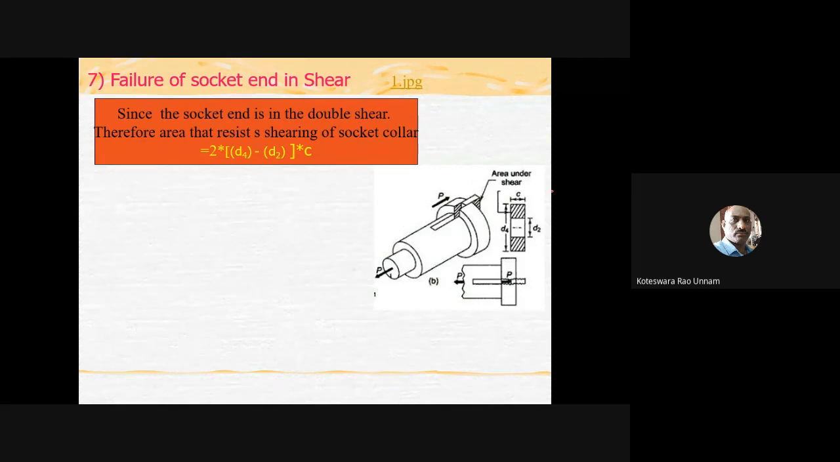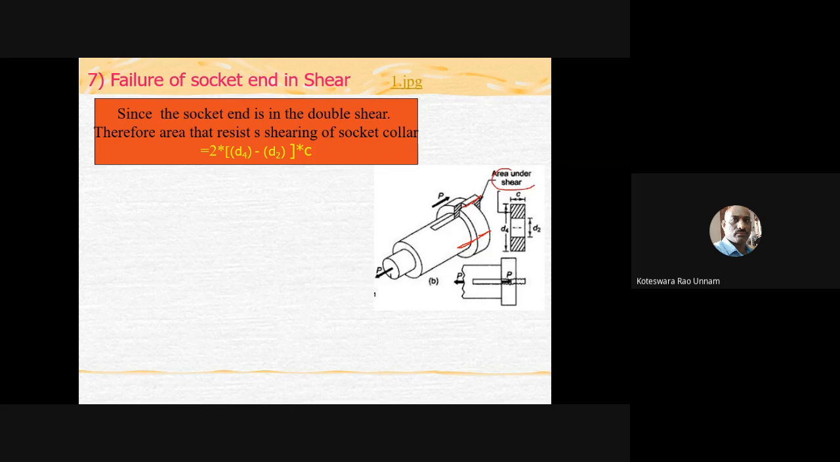Failure of socket end in shear. Failure of socket end in shear. This is the end of the socket. Earlier we have seen the crushing failure. Now we can see the shearing failure. There may be a possibility of the socket end, which we call the socket end or collar, failing in shear. We can clearly see that only this portion of the socket collar is coming out of the socket. Therefore this kind of failure we call shear.